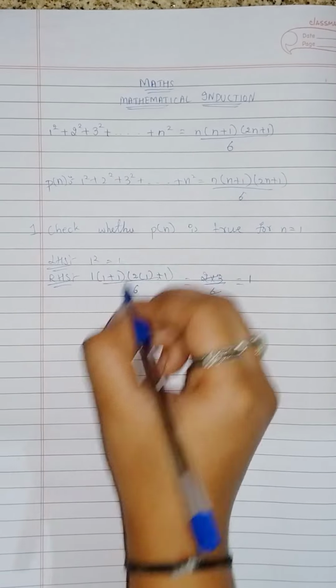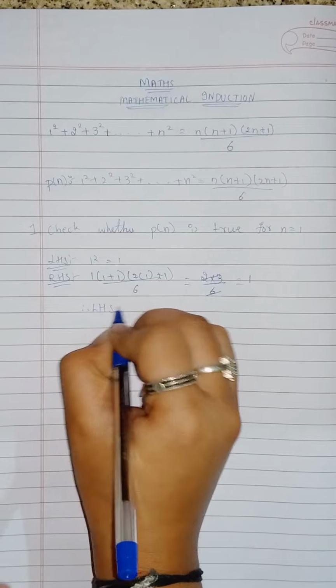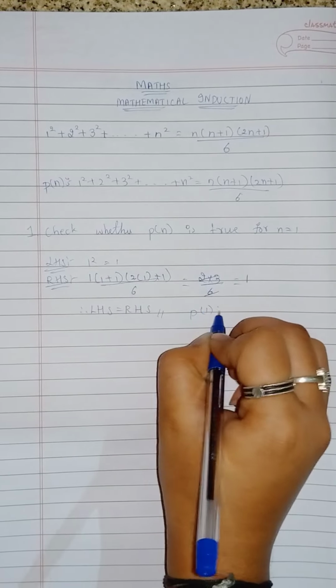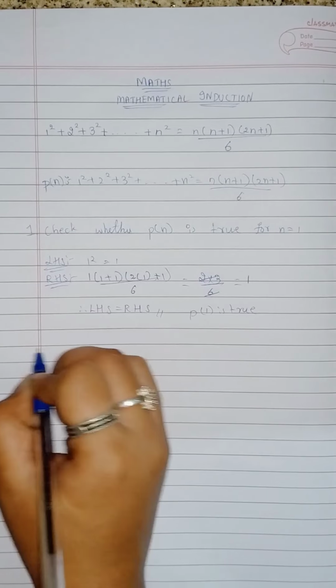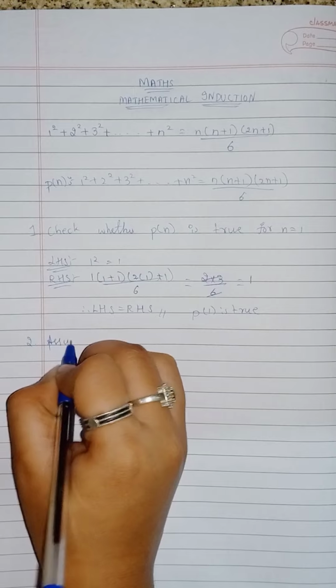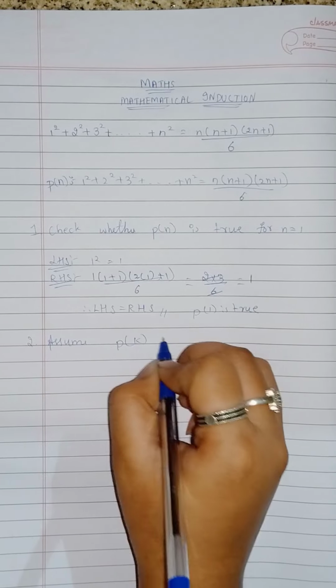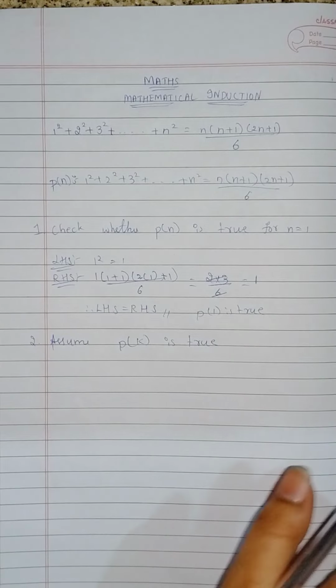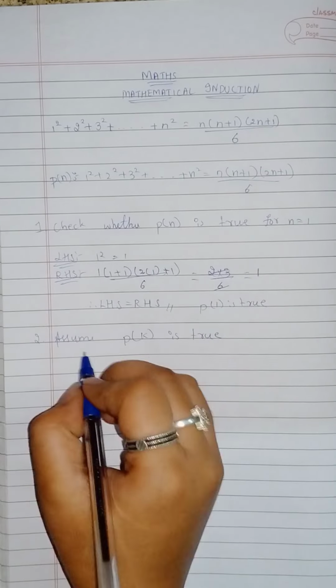1 square is also 1. Therefore, LHS is equal to RHS. Thus, P of 1 is true. And the second step is assuming. We have to assume that P of k is true, or P of n is true for n equal to k. So we have to assume P of k is true.